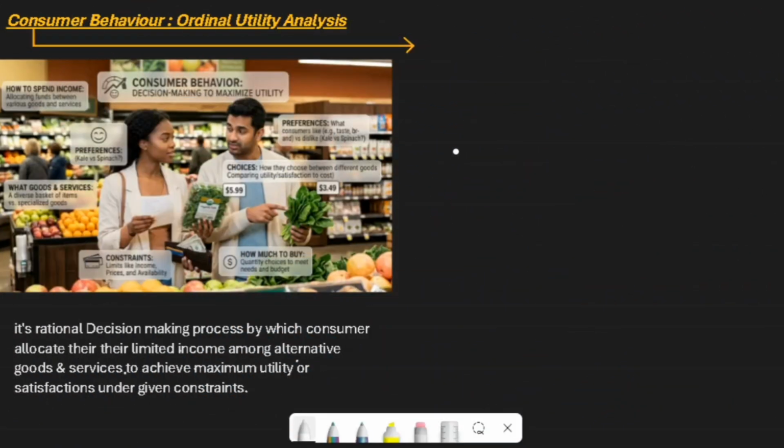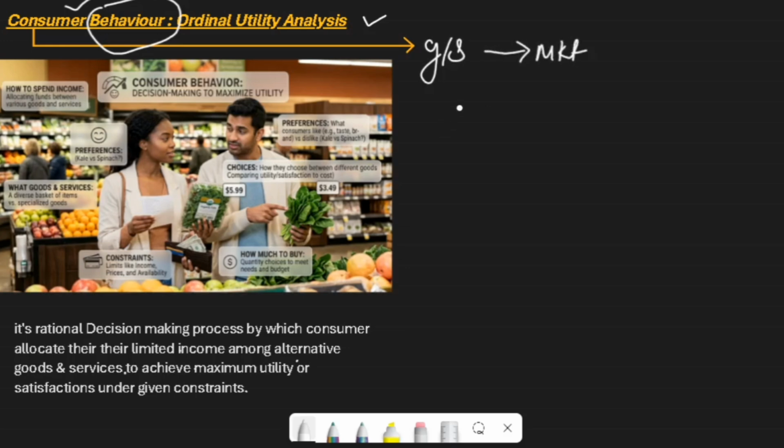Welcome to Economics Outlook. Today we will learn about the ordinal utility analysis, one of the fundamental concepts of consumer behavior. So what is consumer behavior? Consumer behavior refers to the behavior of the consumer while purchasing goods and services in the market.